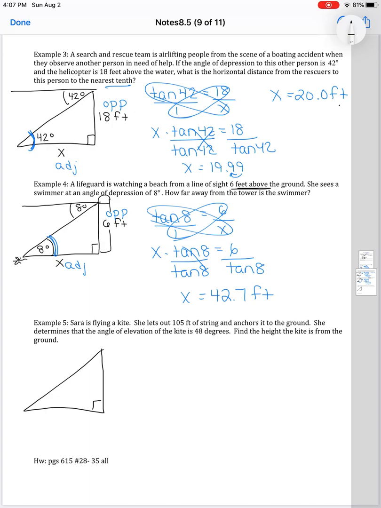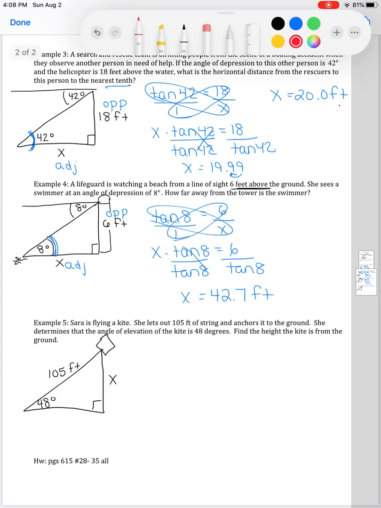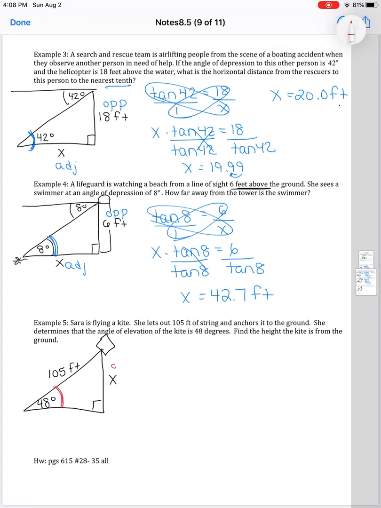All right, one more before we go back to the one on the front. So Sarah is flying a kite. She lets out 105 feet of string. If you're letting out a kite, the string is going to go here and anchors it to the ground. So our kite is up here. She determines the angle of elevation is 48 degrees. Find the height of the kite from the ground. So height goes right here.